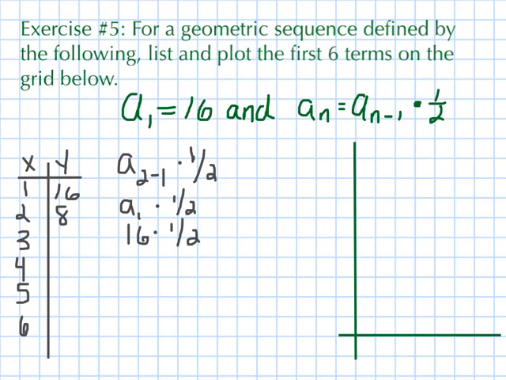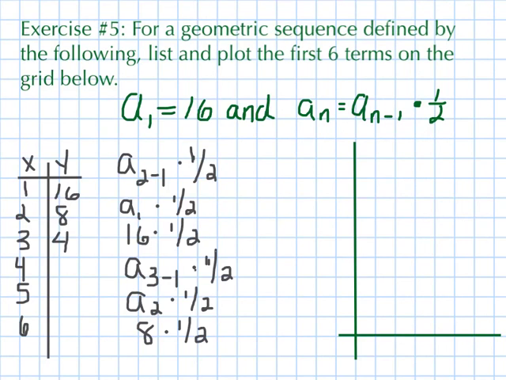And then we're going to just continue that down all the way. We're looking for a sub 3 minus 1 times 1 half. A sub 2 then times 1 half, because 3 minus 1 is 2. A sub 2 is really 8. 8 times 1 half gives me 4. I want you now to continue that on your own using what I've started for you. Go ahead and hit pause and finish.